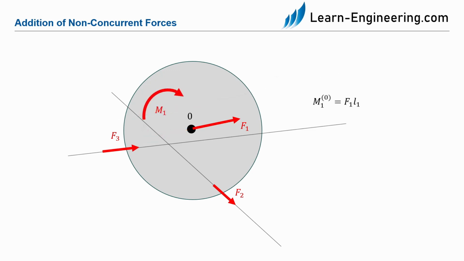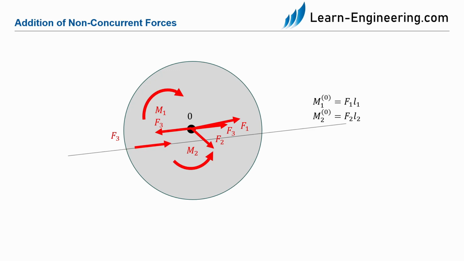The same procedure applies now for F2. We form the two auxiliary forces at point 0 and move the force F2 along its line of action. Now we replace the couple by the moment M2. For F3, also the same procedure is applied. We form the auxiliaries and replace the couple with the moment M3. Now we have three concurrent forces at the point 0, F1, F2 and F3, and the three moments M1, M2 and M3.